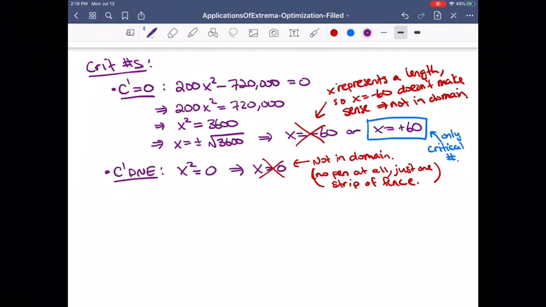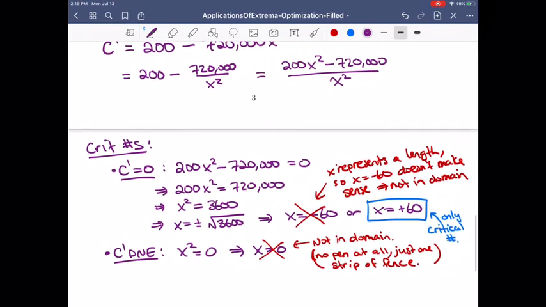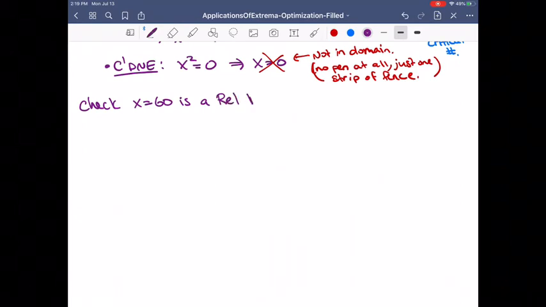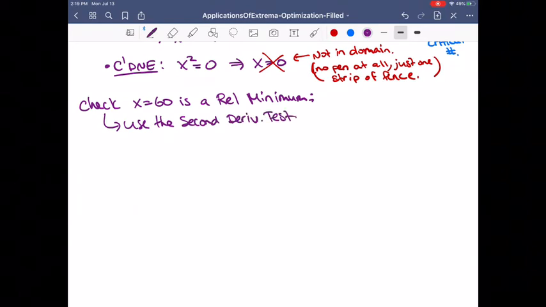So we want to use the critical point theorem. I am going to use the second derivative test just to be different. So let's check. x equals 60 is a relative minimum. So here I'm going to use the second derivative test, which, remember, you do not have to use. Just because we did the other test last time, I want to do a different one. So I want to compute the second derivative.